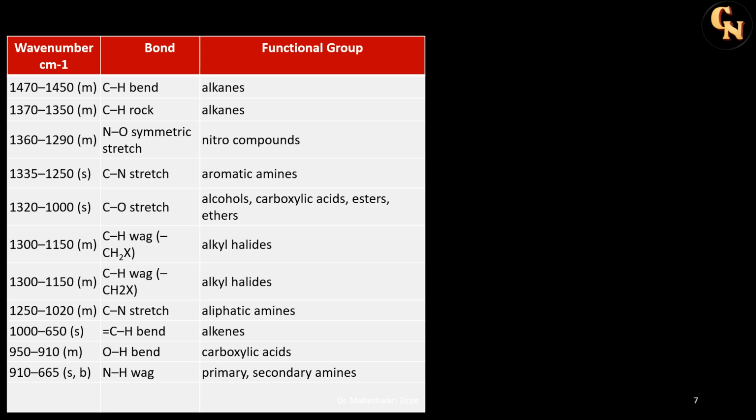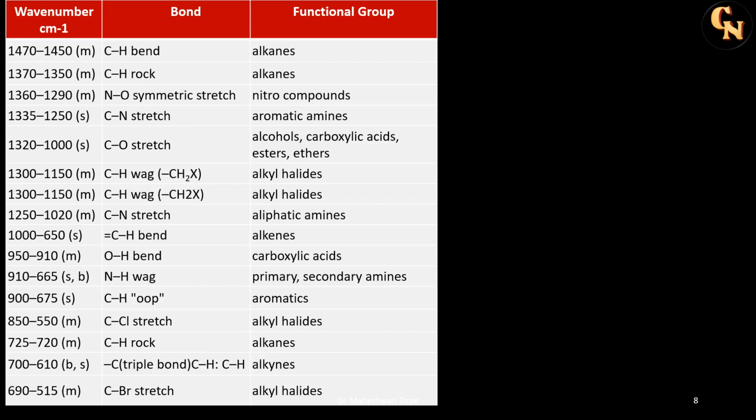So this way, using the chart, you can try to guess what peaks you have got in your spectra. Now let us go to the next part. The important signals we will just discuss.